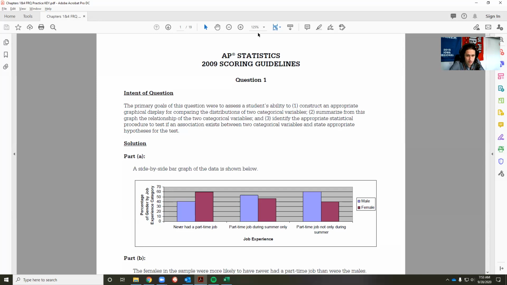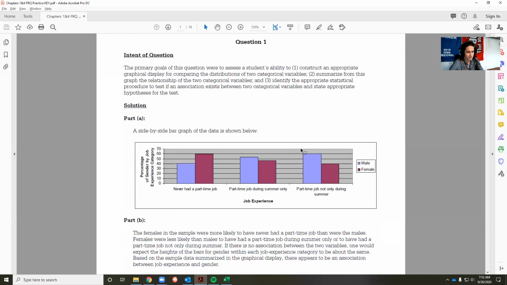Hopefully you're trying this on your own without having looked at the key. Give yourself 10 minutes, try and do it, come back and look at the key and make corrections. So I think you might have a different graph than A.